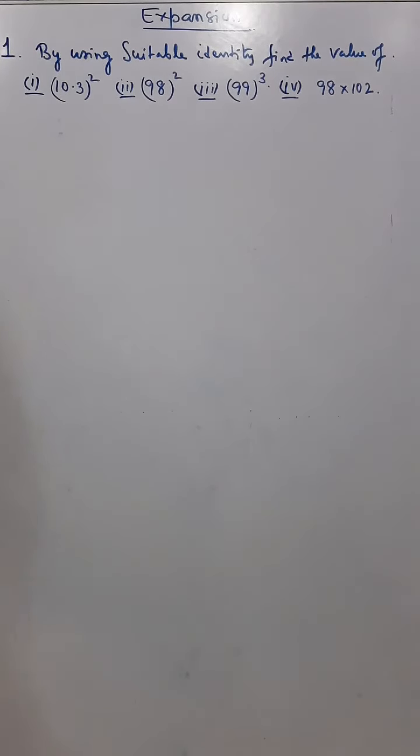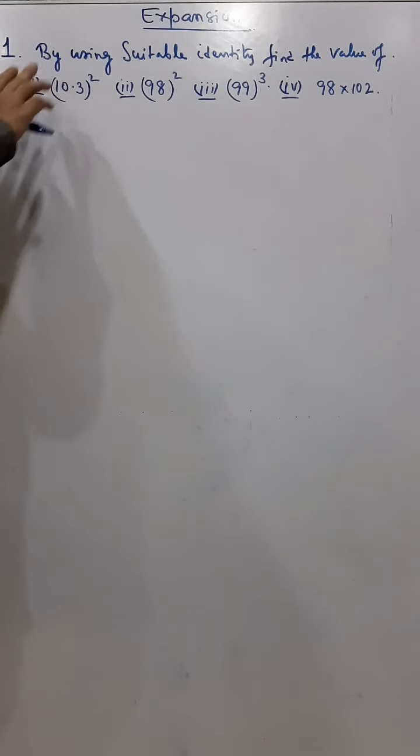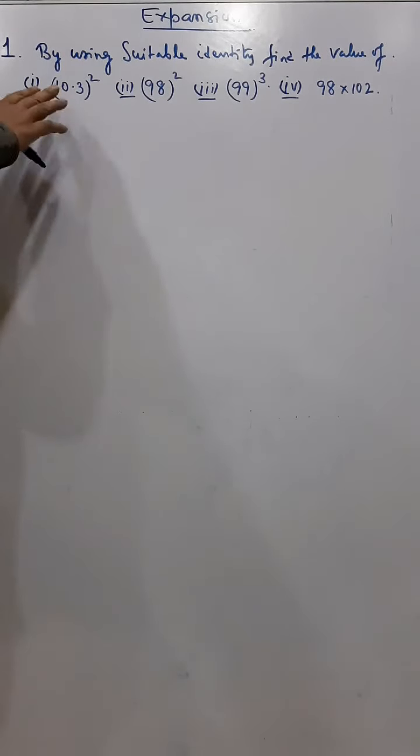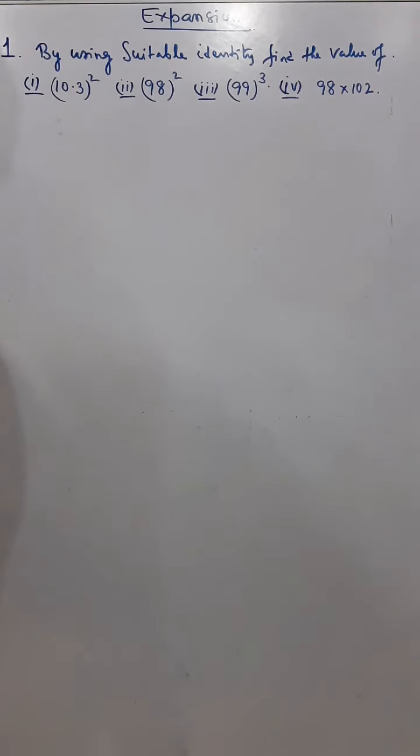Okay, we are continuing after part 1. By using suitable identity, find the value of the following. That means we'll not do direct calculation, we'll use a formula, and we have to understand which formula will be the best suitable formula for solving this.